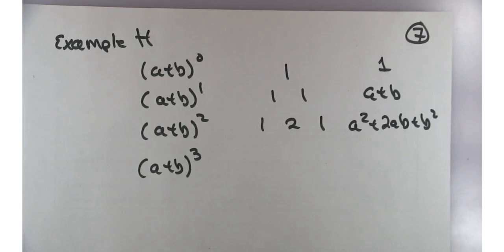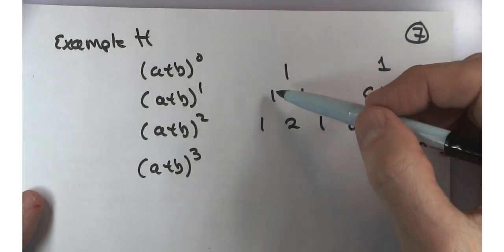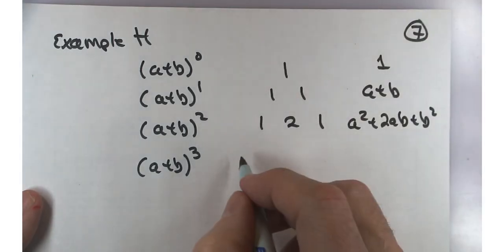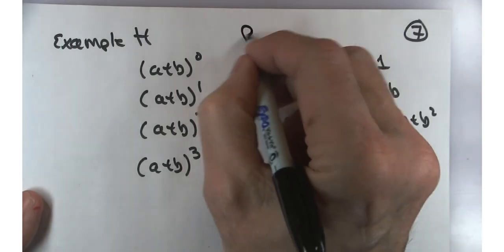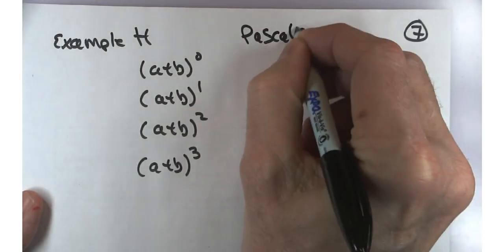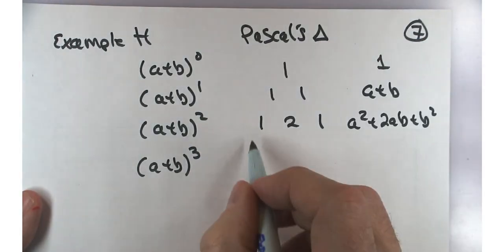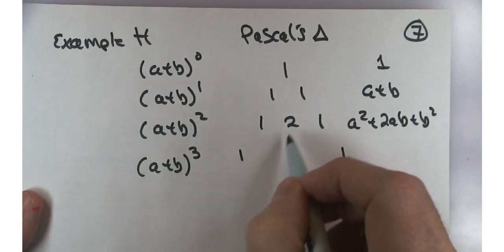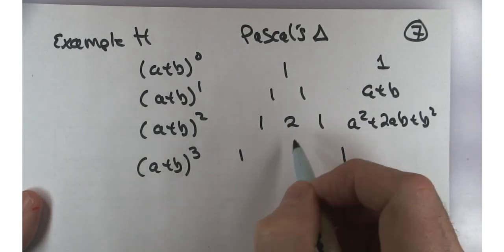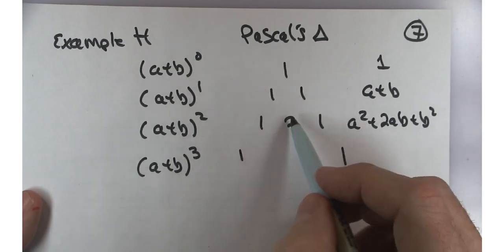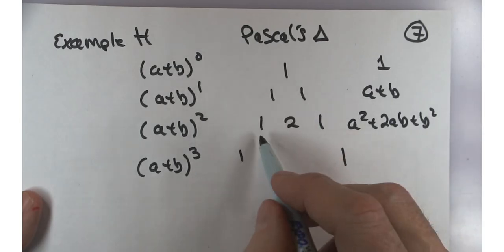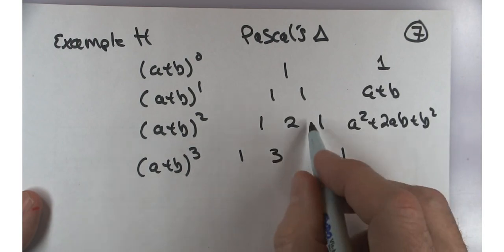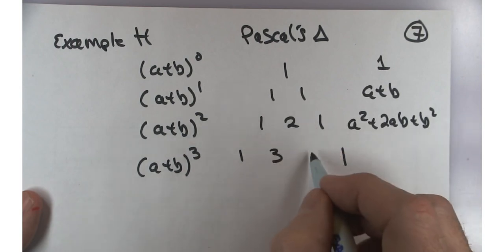Now, in order to find the successive rows in Pascal's triangle, you start out with a 1 and a 1 on either end. To get the numbers in between, you add the two numbers above. So for instance, 1 and 1 gave me 2. What number is going to go here? 3. And then 3 again.